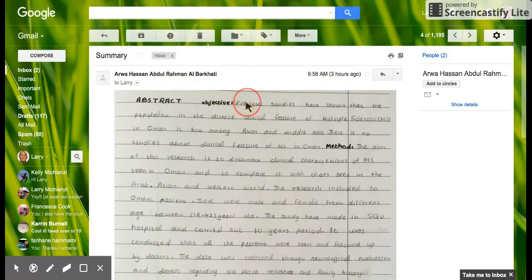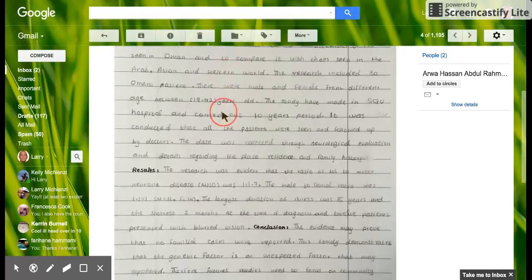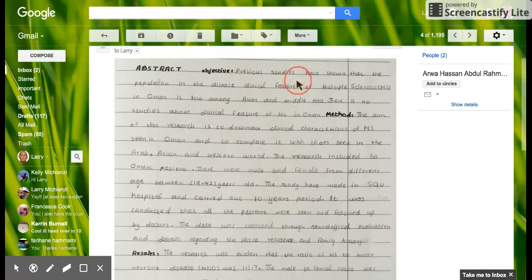Also, you should have a title here. Yes, MS in Oman, right? Multiple sclerosis in Oman. But let's read and see if you have all the correct information now. Previous studies have shown that population in the disease clinical features of multiple sclerosis in Oman is low among Asian, Middle Eastern countries. There's some grammar mistakes here.